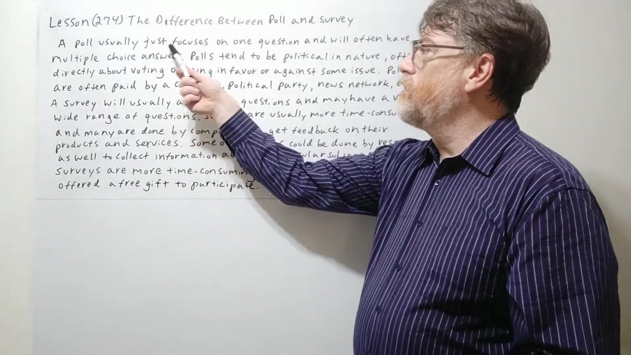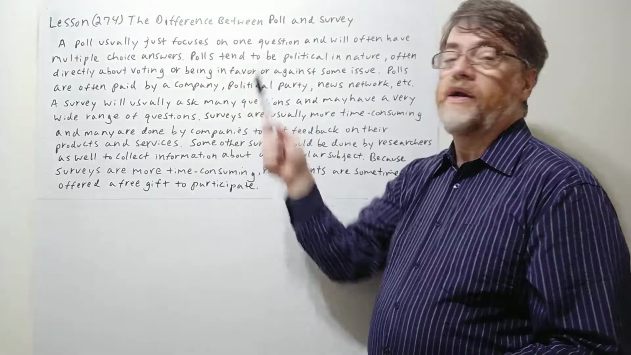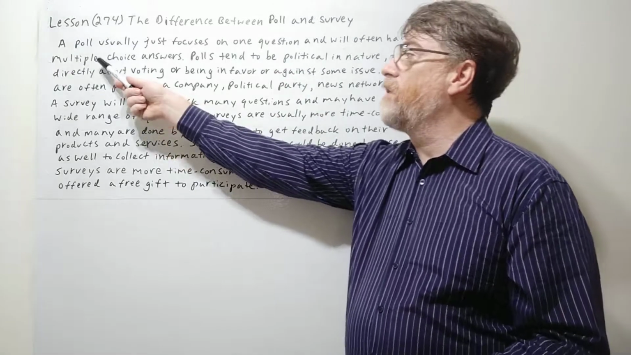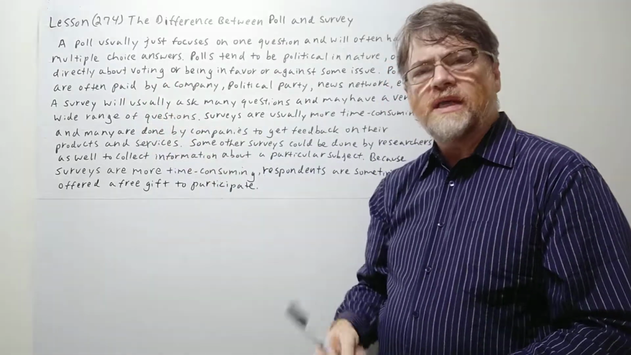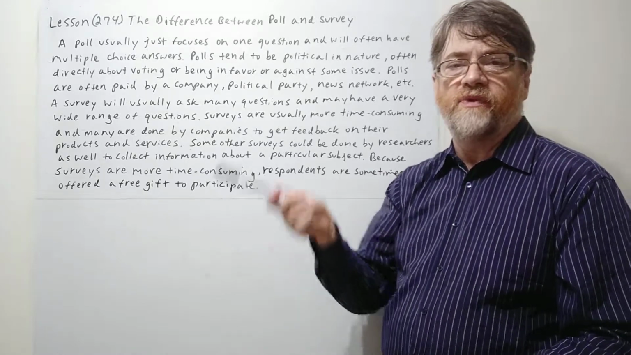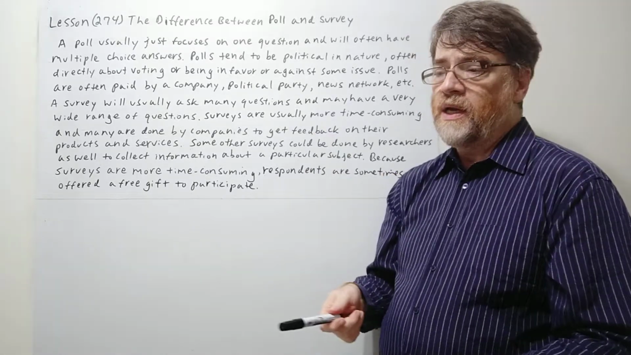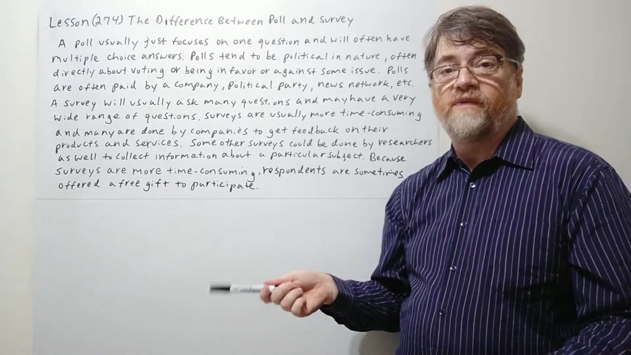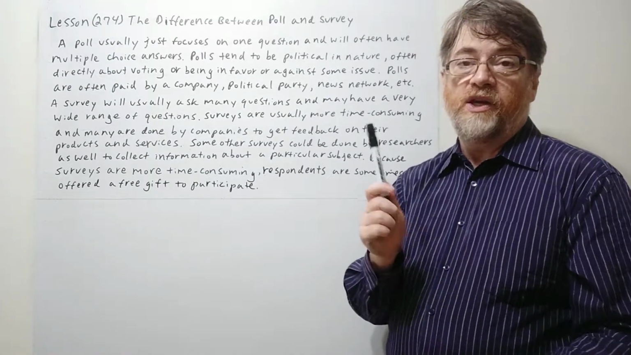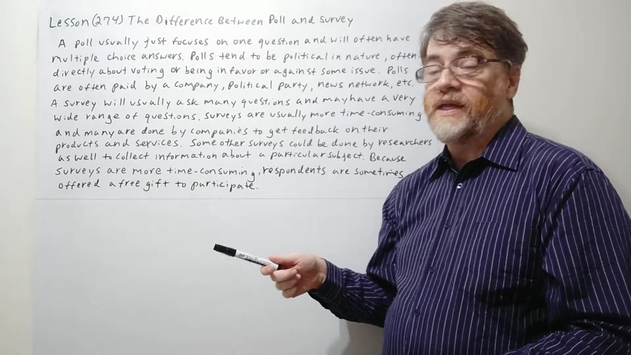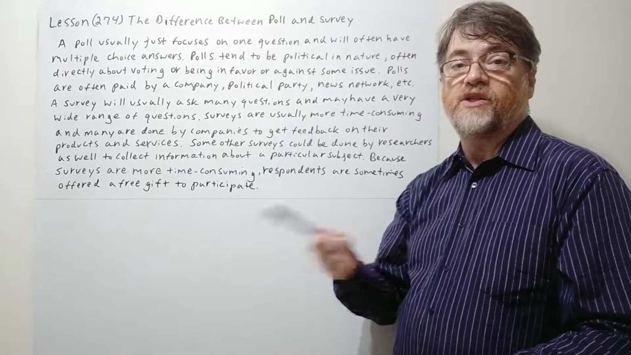A poll usually just focuses on one question, a single question, and will often have multiple choice answers. Sometimes only two, like if it were two candidates running for office, do you vote for this person or that person? Sometimes it could be in the primaries where there's 3, 4, or 5 candidates, and then your multiple choice will be A, this person, B, this person, C, or they may even have an other as a choice too.